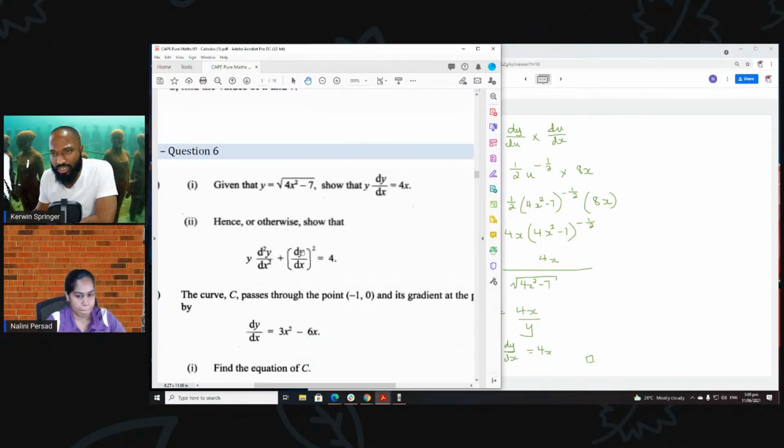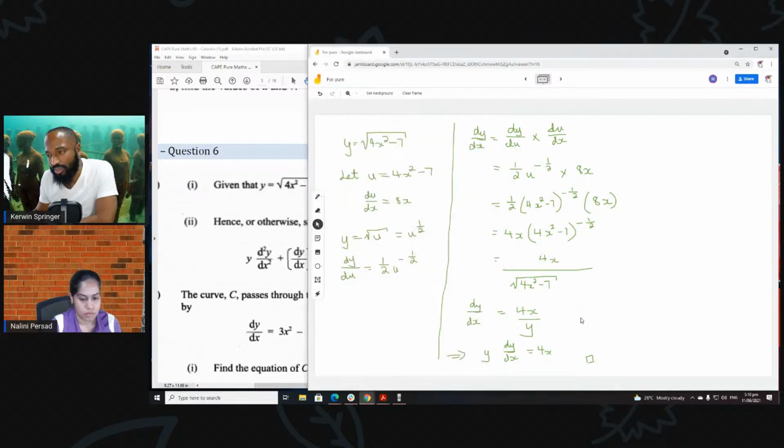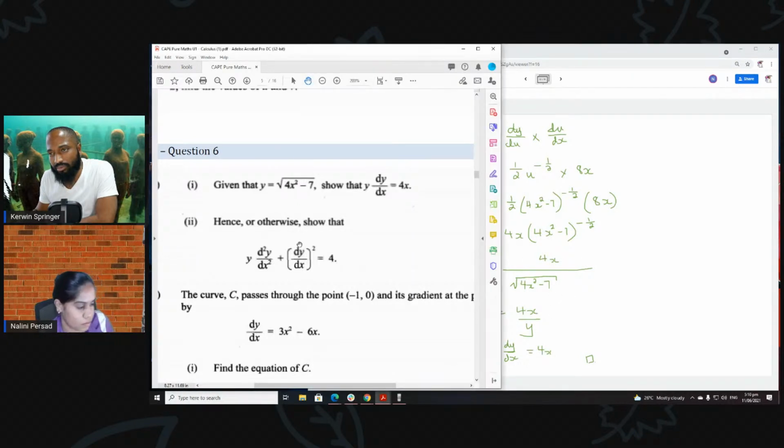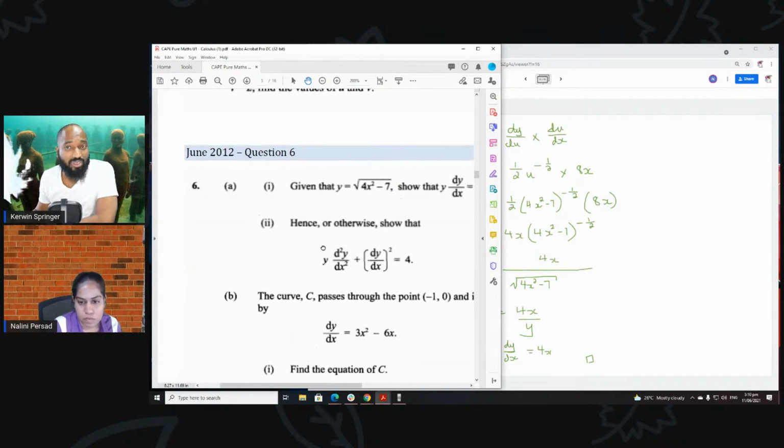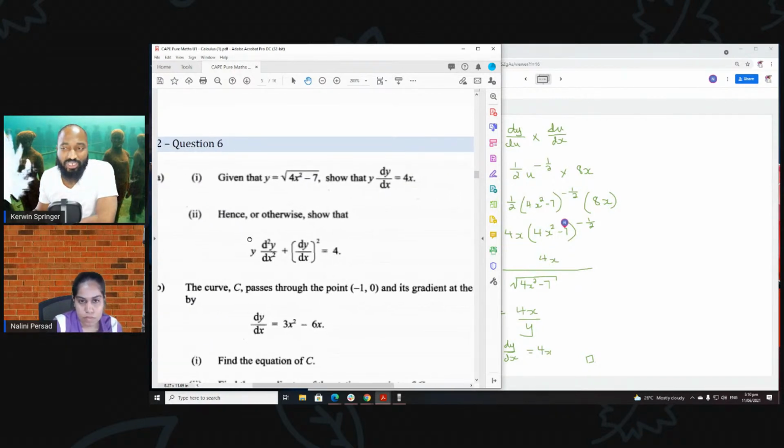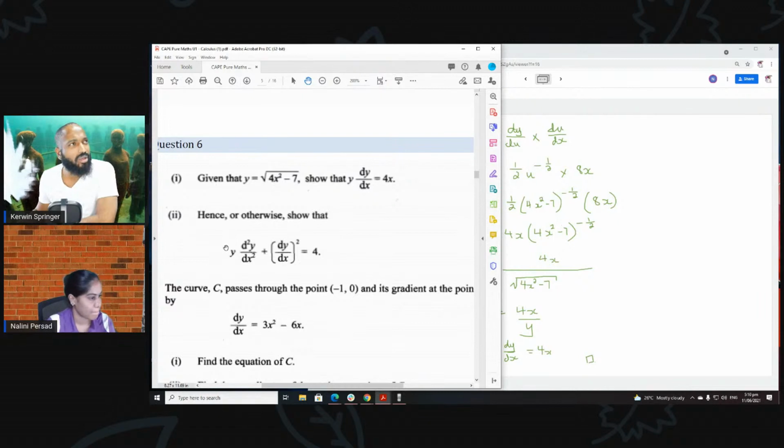Now the next one was you need to get d2y dx squared and show that dy dx is equal to 4xy. I'm not too sure about this because implicit differentiation is not really part of the syllabus now. Y'all teachers teach y'all implicit differentiation.